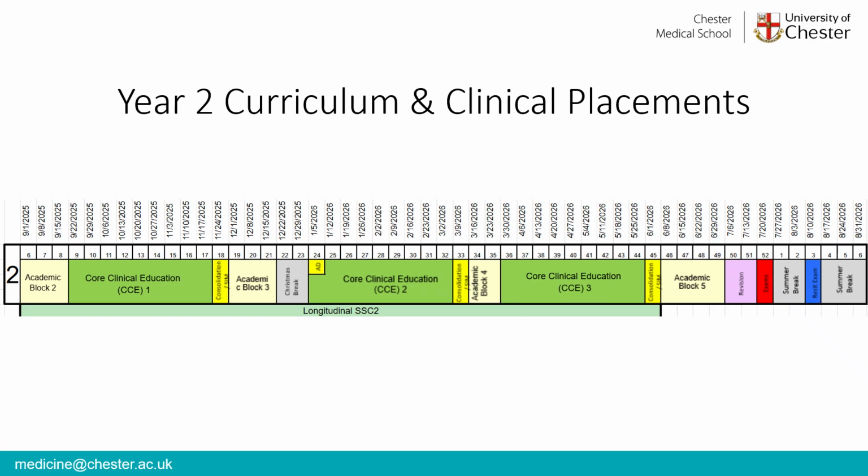As you can see from this diagram, the students have 3 9-week core clinical education blocks during their second year. These are interspersed with academic blocks that they spend at the university. And each of the core clinical education blocks includes a medicine block, a surgery block, and a community and specialty block.